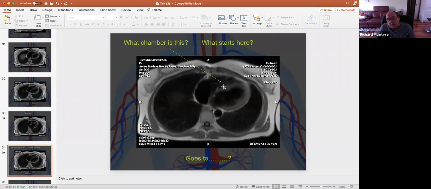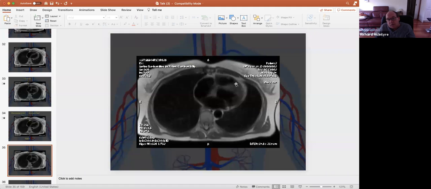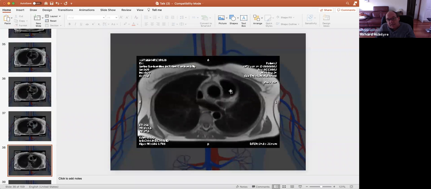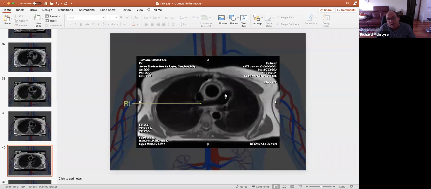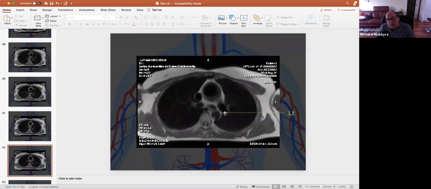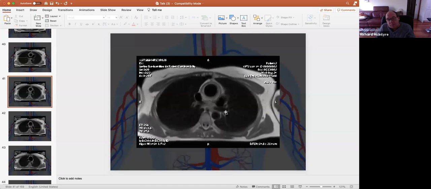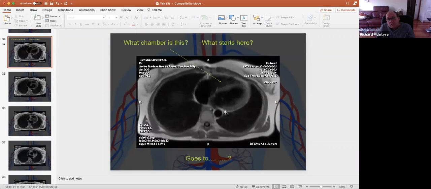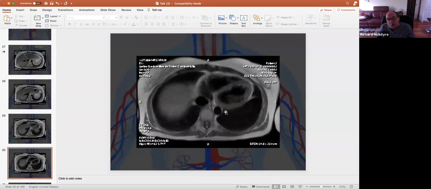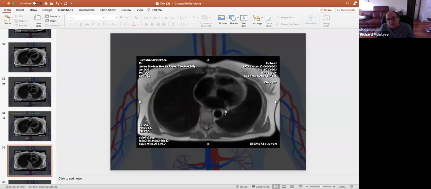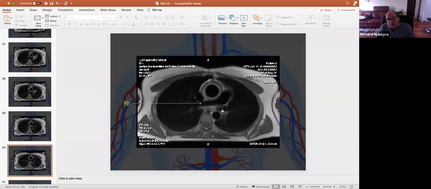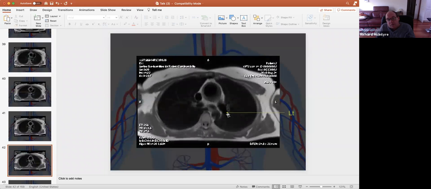We know what happens: it comes out of the right ventricle, the pulmonary trunk or the main pulmonary artery. So if we keep going, we can see there's the main pulmonary artery, there's the right pulmonary artery, and if we go up a little bit higher, we can see there's the left pulmonary artery. Okay, so we've just shown the passage of blood on these dark blood images. Again, IVC going up to the right atrium, going to the right ventricle, and then up the pulmonary trunk, to the right and left main pulmonary arteries.